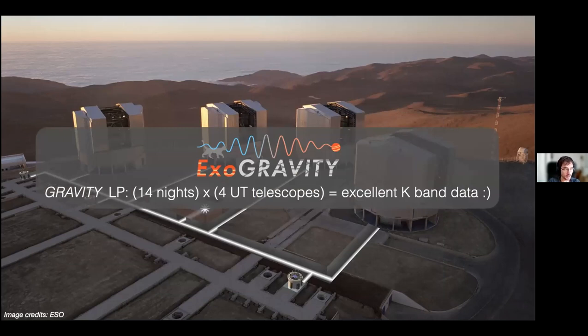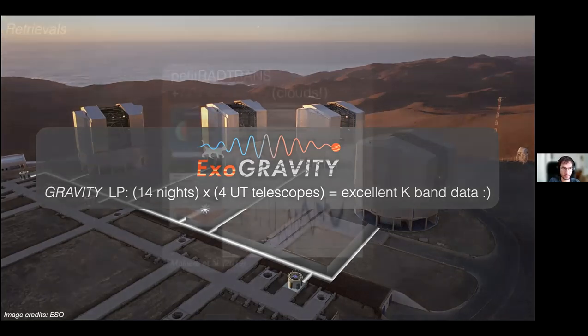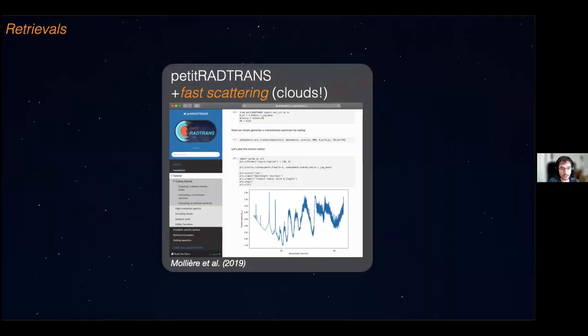And then the question now is, these observations, how do we analyze them? And this is where retrievals come into play. Retrievals are kind of like a glorified fitting, basically, finding out what the properties of a planet are based on a spectrum that we observe. And that's what we call in the atmospheric community nowadays retrievals.